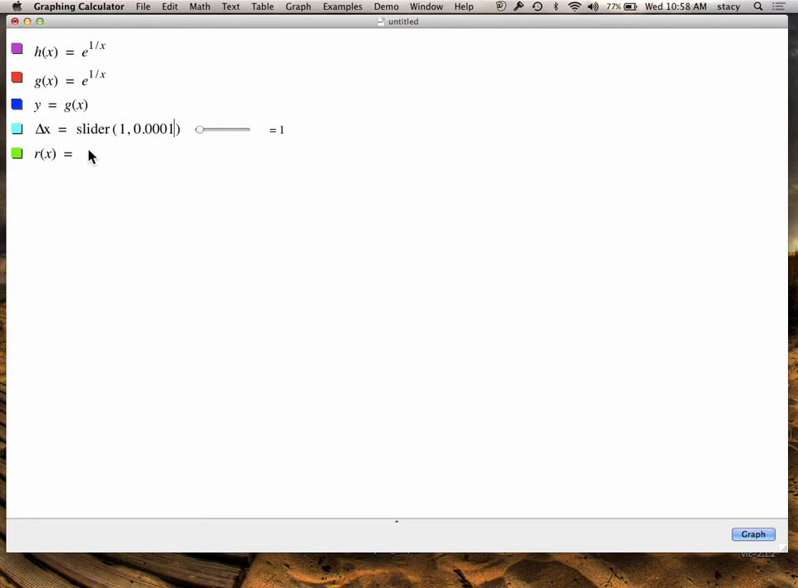Oh, so what do you want to call it? We can call it anything. You want to call it K or D? Okay, D will be our slider. Okay, so then the rate of change function is going to be what?